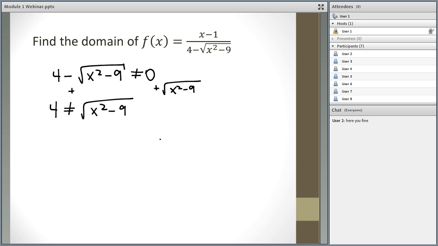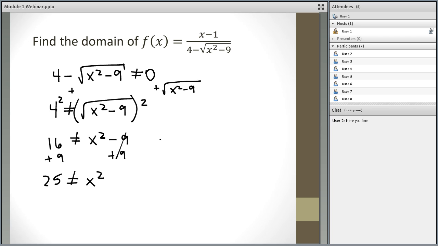And then how I would get rid of the square root is I would square both sides. Basically, I'm just solving this equation, which is a not equal to, for x. So I have 16 cannot equal x squared minus 9. And if I add the 9 over to the left, that'll cancel it out on the right, which is what I did in the first step to move that square root of x squared minus 9 over. So I have 25 cannot equal x squared.